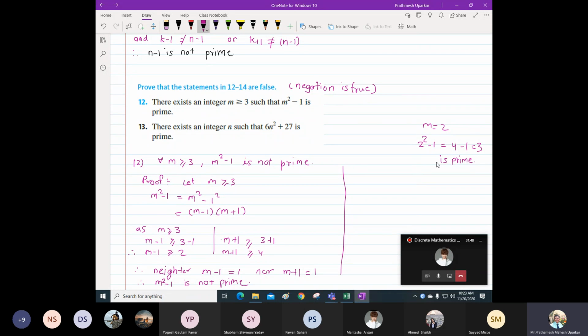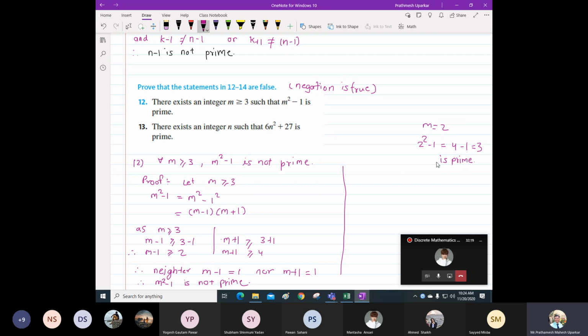3. What about next number? Take 10 square minus 1. 10 square क्या आता है? 100 minus 1, 99. 99 is not prime क्योंकि 99 can be written as 9 into 11. If you can obtain the factorization of the form r into s, neither r equal to 1 nor s equal to 1, or you can write r is equal to n or s is equal to n, then it is not prime.